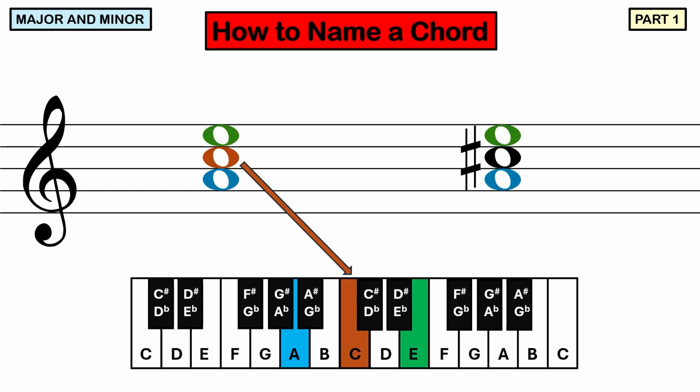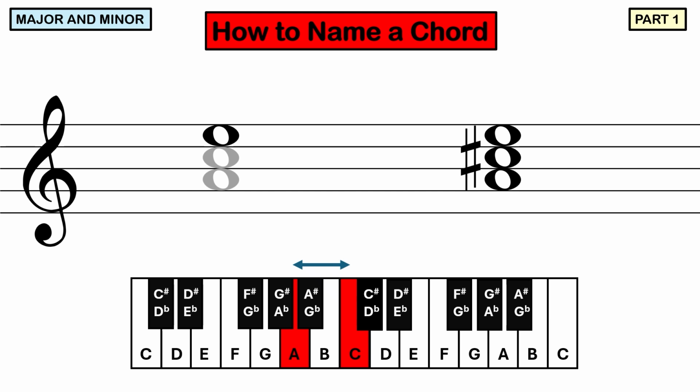The middle note of the chord on the left is a C, whereas the middle note of the chord on the right is a C sharp. Let's start by trying to work out the name of the chord on the left. We do this by counting the semitones in between the different notes. We're going to start by counting the semitones in between the lowest two notes.